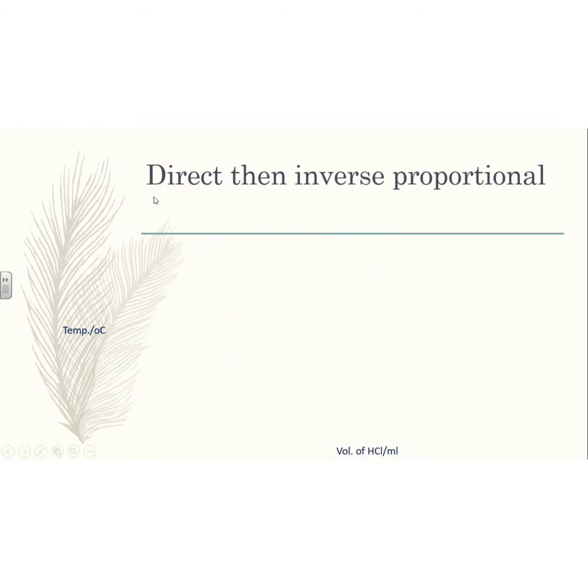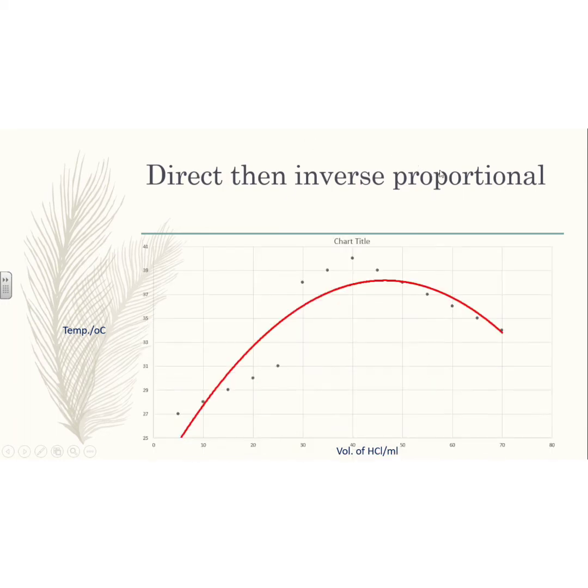We have our direct then inverse. So we have directly proportional first, then it becomes inversely proportional. So let me say again, directly proportional first, then it becomes inversely proportional. So there you go, a graph which looks like that. As you can see in the beginning, and let us just say this is a diminishing returns type of graph.